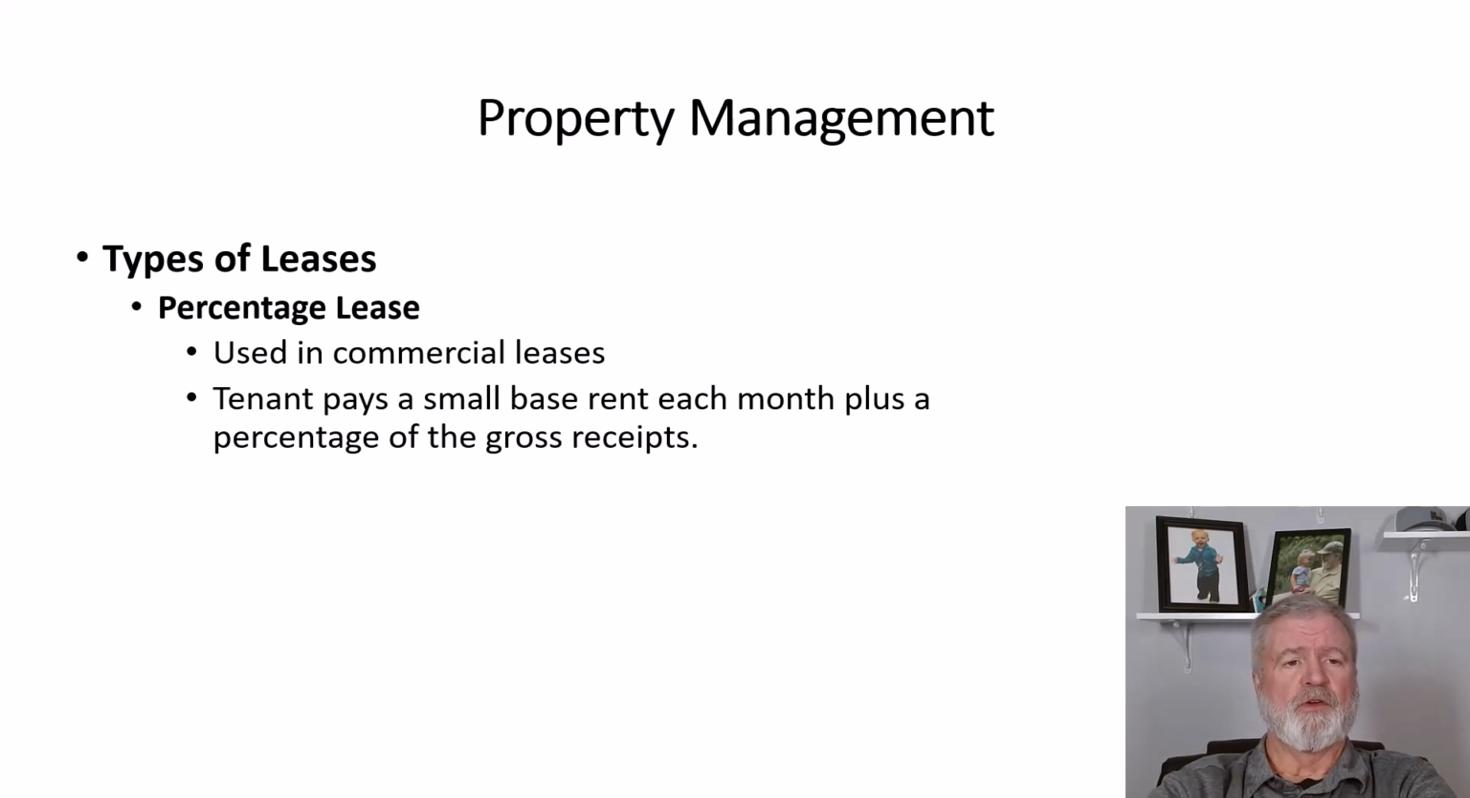So what they'll do, they'll set up this percentage lease where usually you will have a base rent, a certain amount of rent you have to pay every month. But typically with this type of lease, the base rent is not that much. It's fairly small comparatively speaking. But in addition to the base rent, you would also have to pay some percentage of whatever your sales were, your gross receipts were for that month.